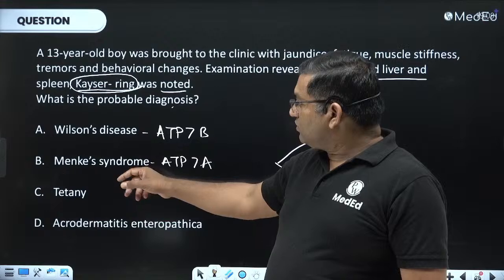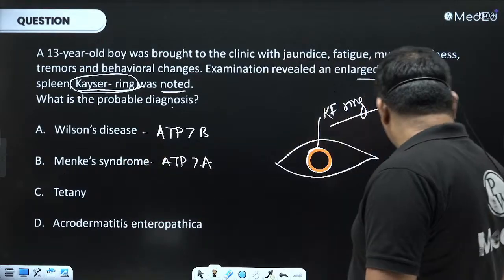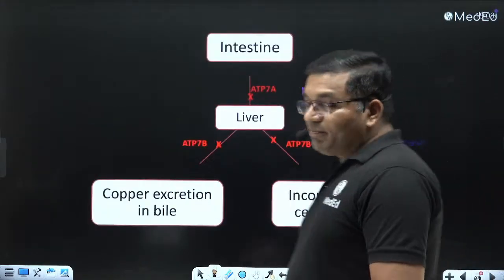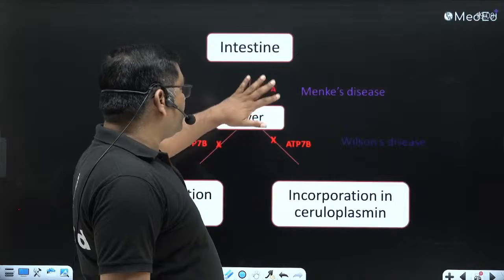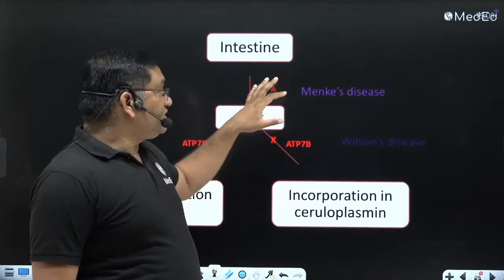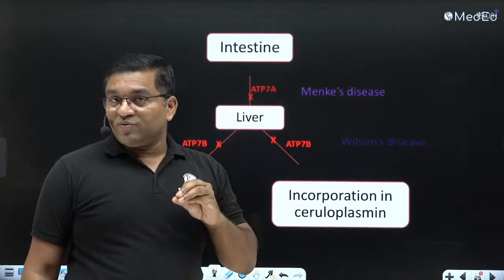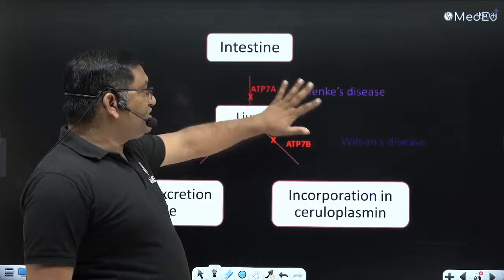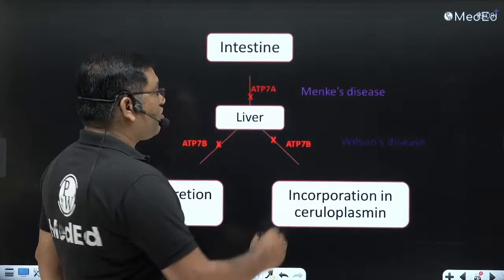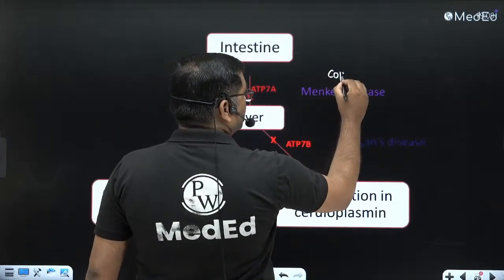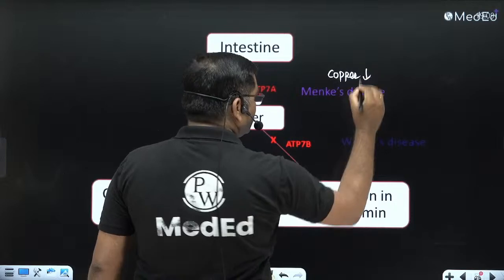So Wilson's and Menkes we will discuss. See, Menkes disease is due to mutation in ATP7A. So there is improper absorption of copper from the intestine. So copper deficiency is there in Menkes disease.